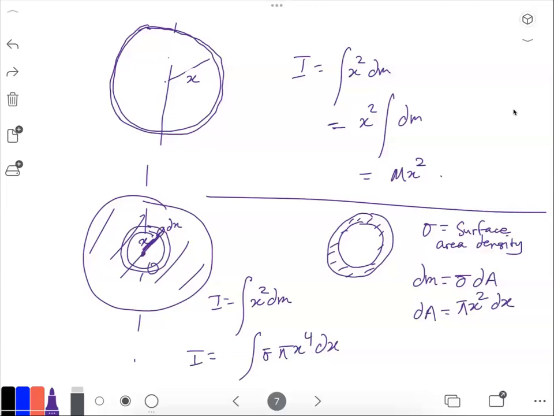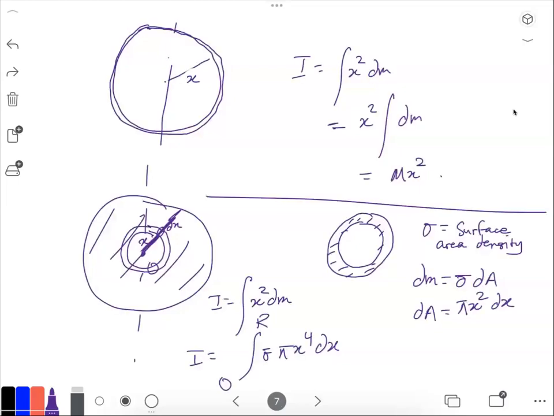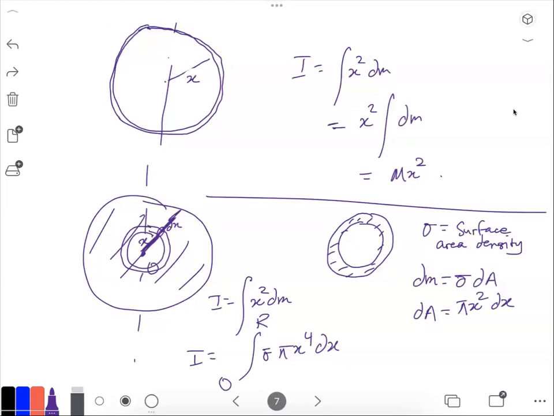And since we're integrating with respect to x, we can use our bounds now. I'm going to start from 0, and I will end at some radius r, where r is the radius of the disk. So the integral we want to calculate is from 0 to r. Pi is constant, sigma is constant, since again we're working with a uniform disk. And then this is x to the fourth dx. So sigma is nothing but what? The mass over the area. The area is pi r squared.